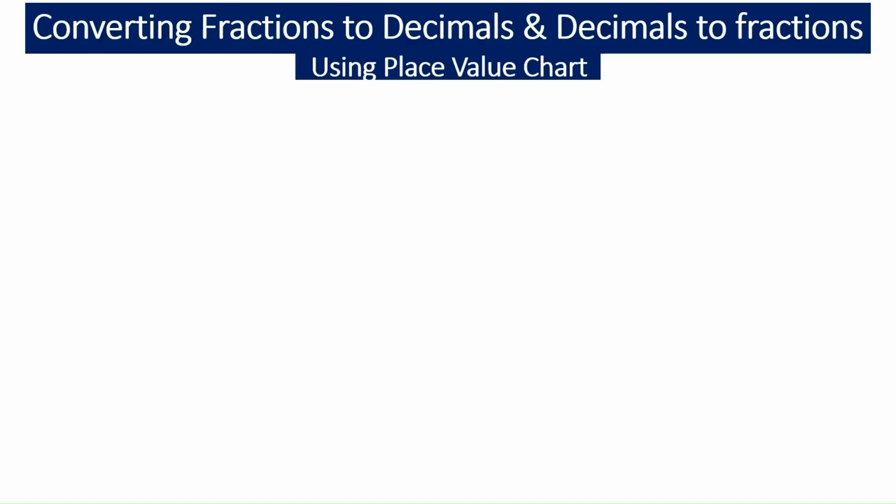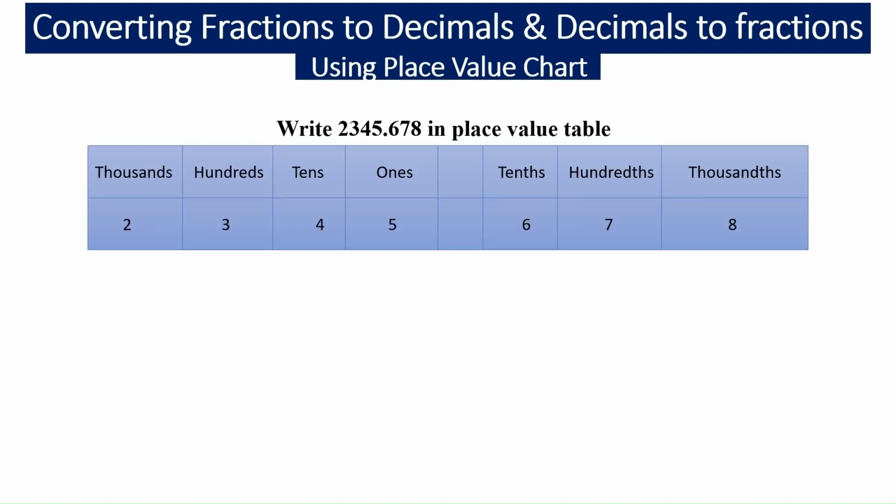Converting fractions to decimals and decimals to fractions using a place value chart. Write 2345.678 in a place value table. So first of all, you have to draw the table. Mark ones, tens, hundreds, thousands on the left and tenths, hundredths and thousandths on the right, and mark them accordingly. The decimal point will be just before tenths and after ones.